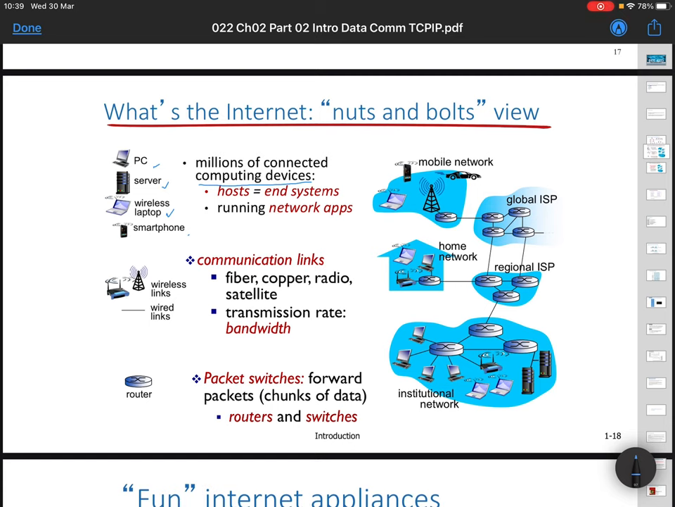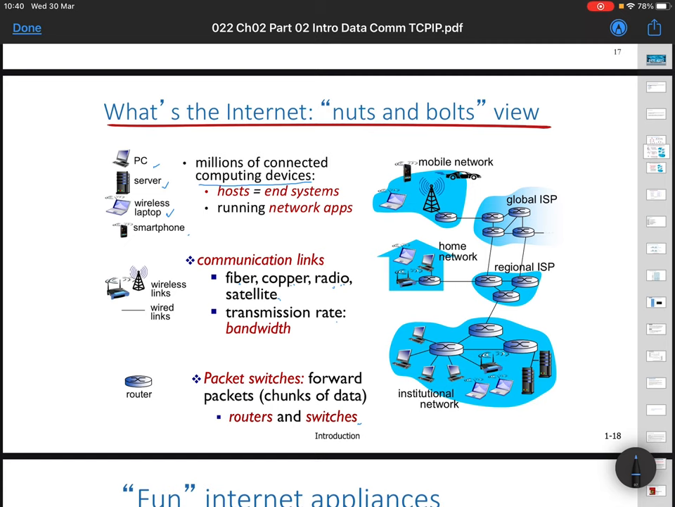Then you have communication links: fiber, copper, radio link, satellite. You have fiber optic, copper wire, radio, which normally we call wireless, and also satellite. All these communication links have different transmission rates and different bandwidth capabilities. Next is the router. Packet switches forward packets, chunks of data; these are routers and switches.